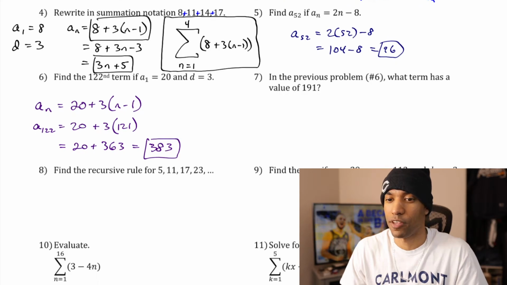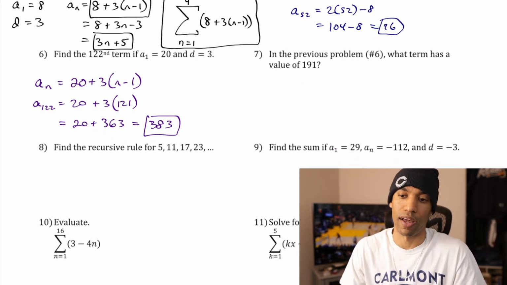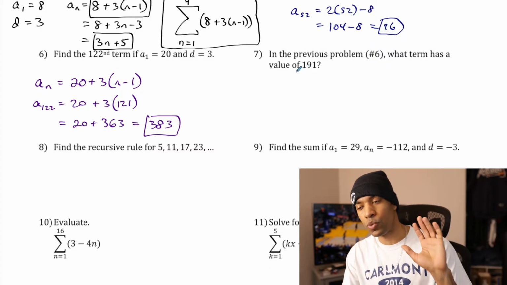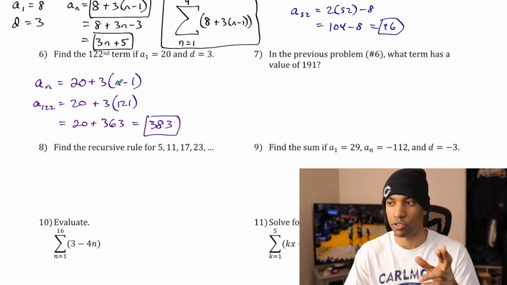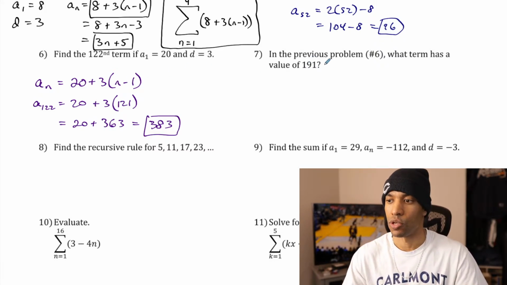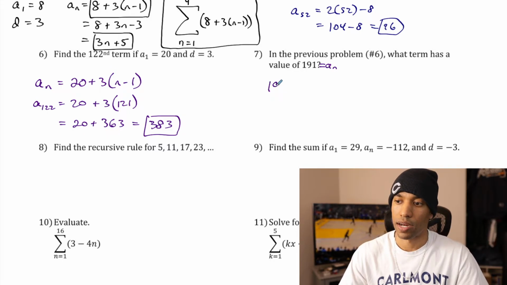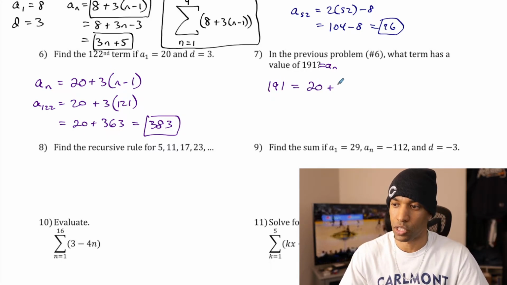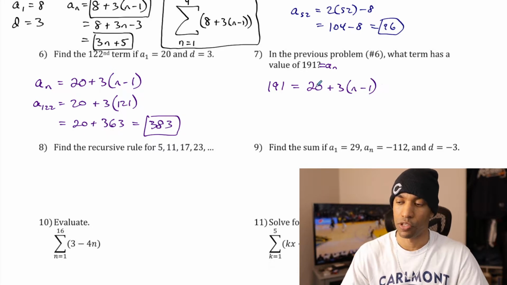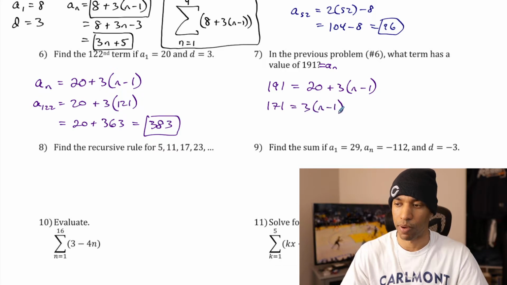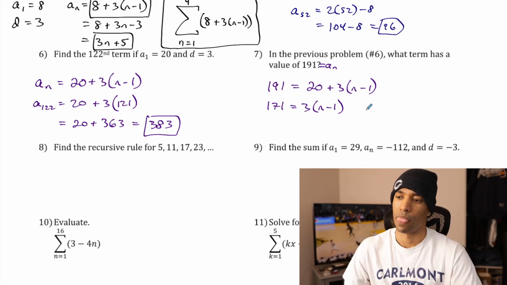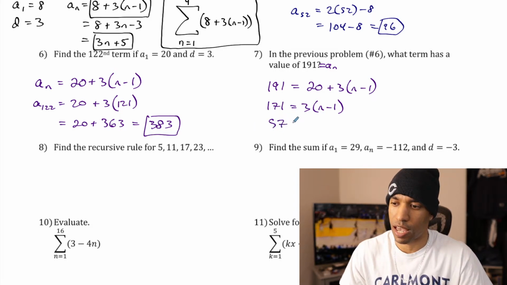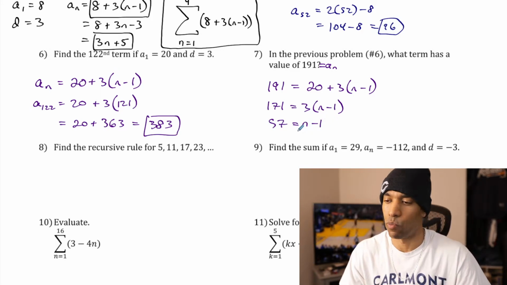All right. In the previous problem, what term has a value of 191? Well, we're not doing a sub 191. We are substituting 191 for a sub n, and we're trying to figure out what n gives us that. So 191 equals 20 plus 3 times n minus 1. And as you know me, I'll go ahead and subtract 20 here, get 171. And then I'm going to divide both sides by 3. Fortunately, I don't know the answer. 57 times, yeah. So 57 equals n minus 1. Add 1 to both sides.